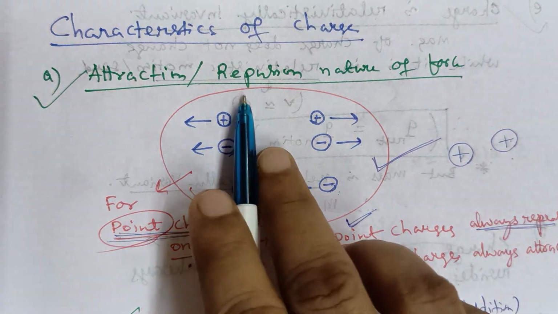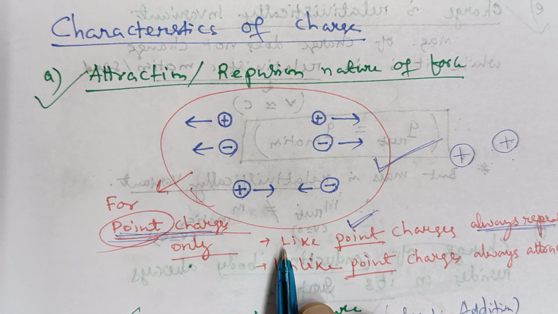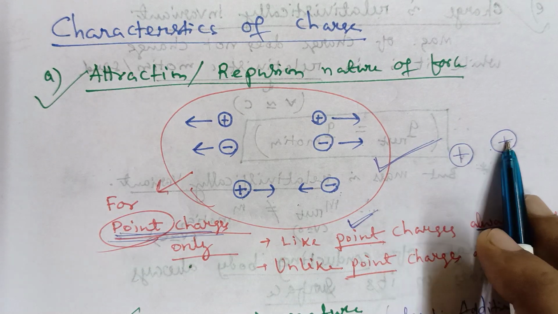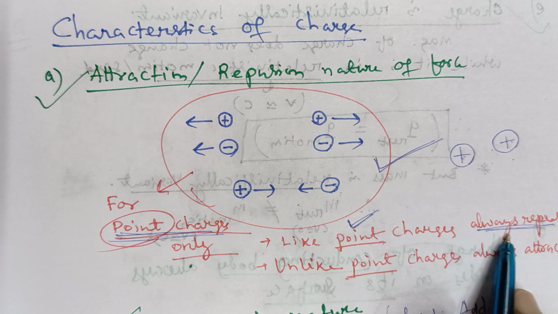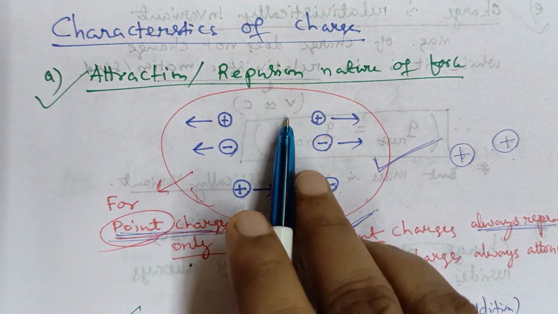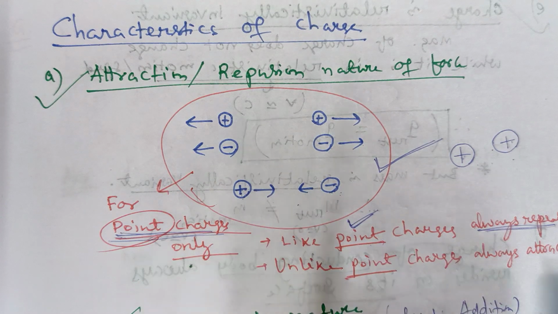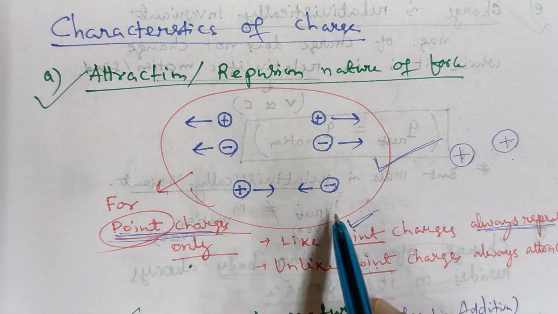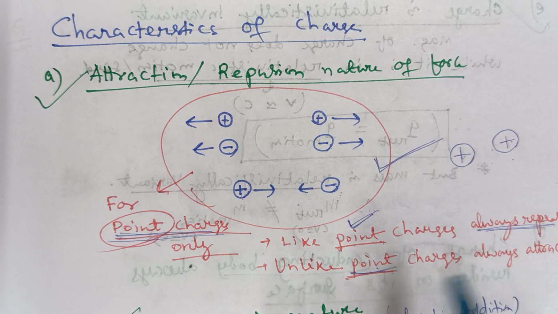But here you have to remember, an exam question may say: state and correct the sentence. If the sentence says like charges always repel, that is wrong, because like charges can also attract. But like point charges always repel. Similarly, unlike point charges always attract. So this attraction and repulsion phenomenon is true for point charges only. So our first property is: like point charges always repel, unlike point charges always attract each other.